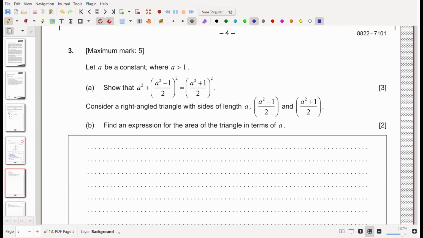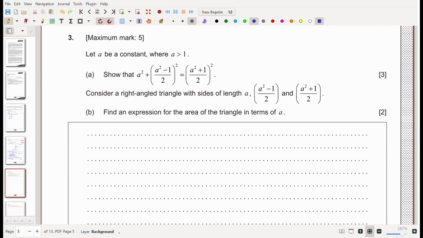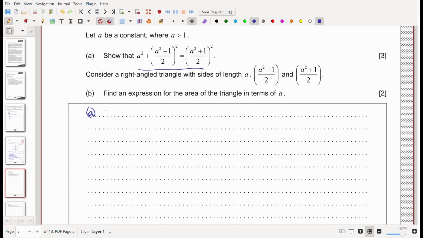Moving on to question number 3. We are given 3 values and an equation, and we're asked to prove that the equation is true. For this, anytime you have this kind of an equation, you can simply use RHS is equal to LHS.